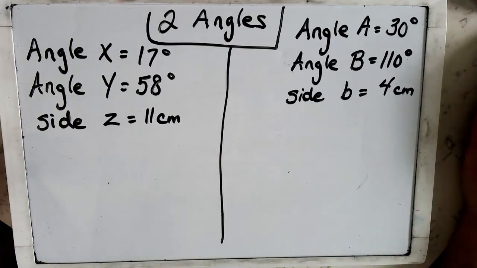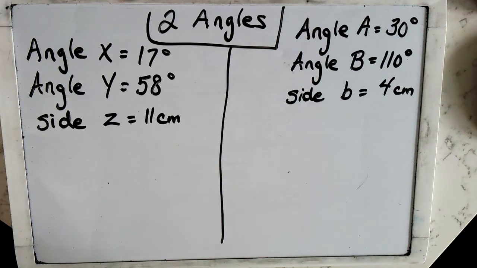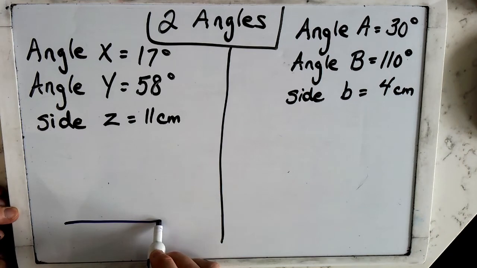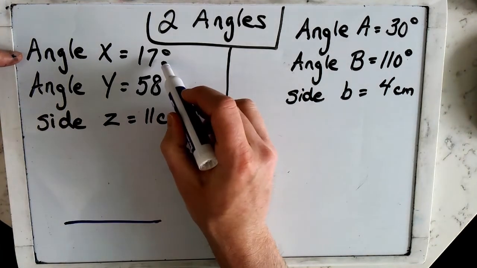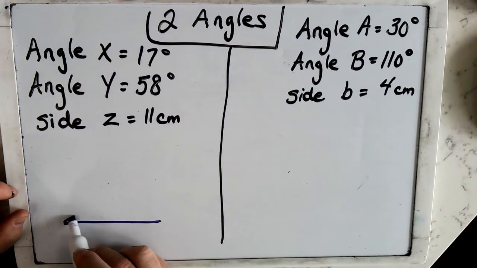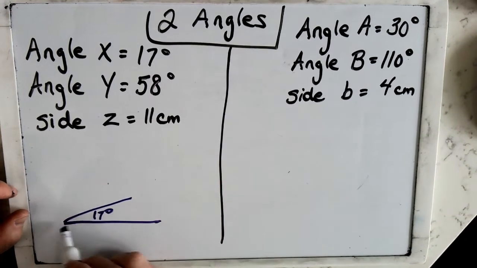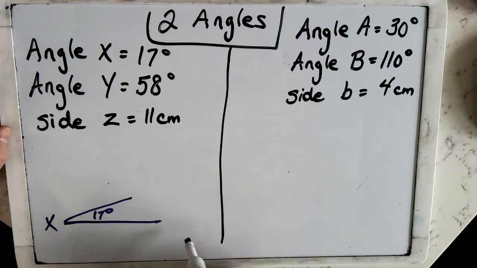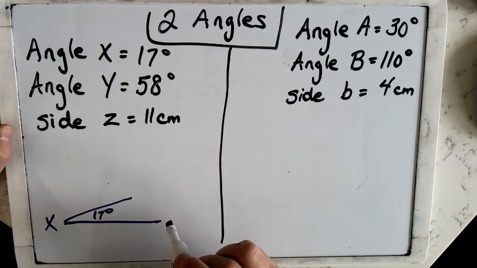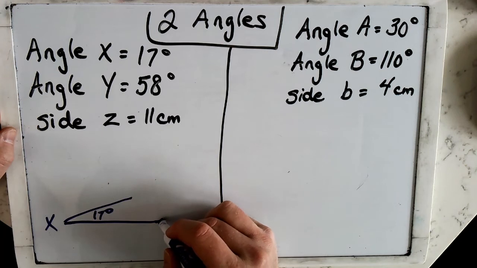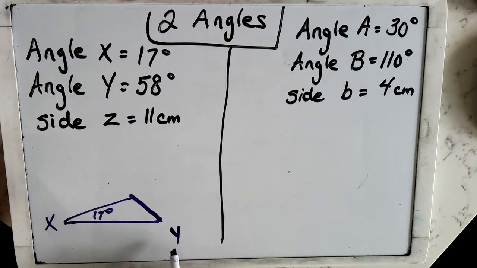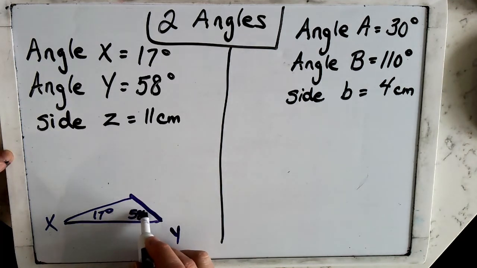So how does it work when we have 2 angles? These take a little bit more practice to get used to, but we're going to start the same way, nice horizontal line, and I'm going to start with angle X. This one's really small, angle X. Now angle Y can be either spot. It's 58 degrees. So I'm going to put it on this side. Angle Y is here, 58 degrees.